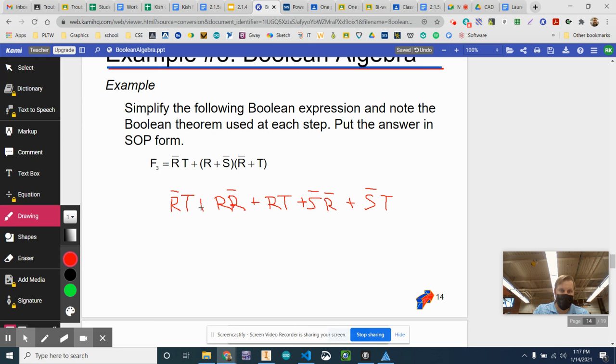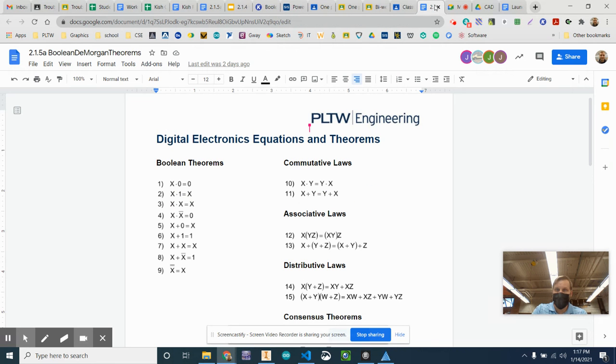All right, so again, does anyone see any real obvious ones right off the bat here? Yeah, R not R to me is a real obvious one. We've seen that already a few times, so let's see if we can reduce that. R and not R would be like X and not X. That's going to reduce to a 0.